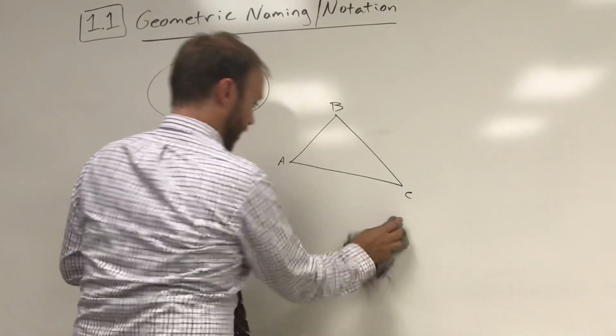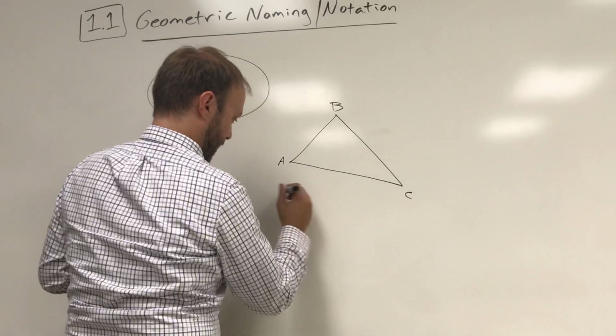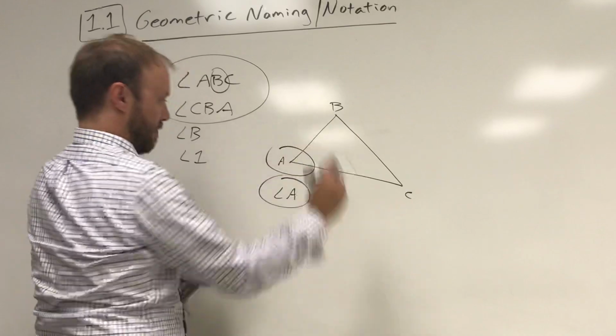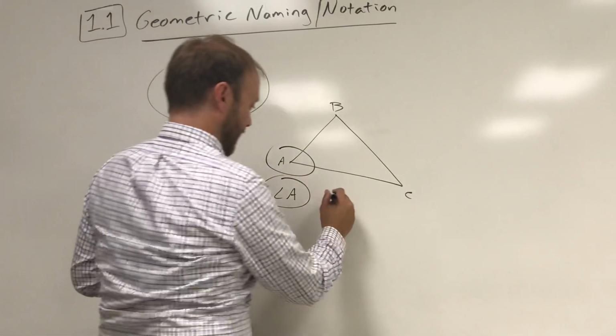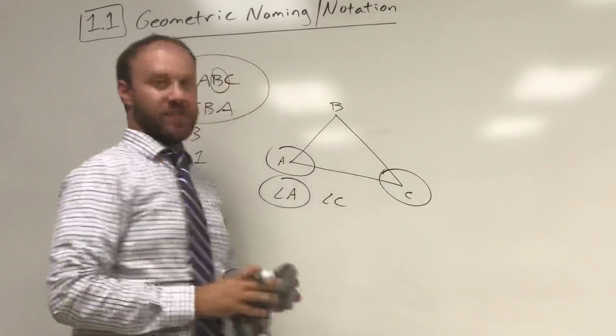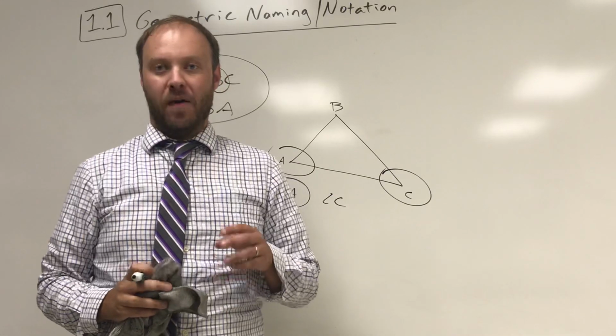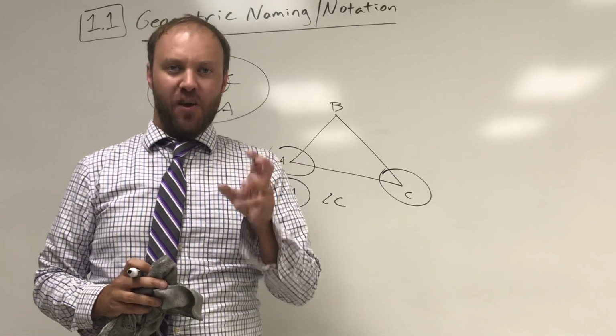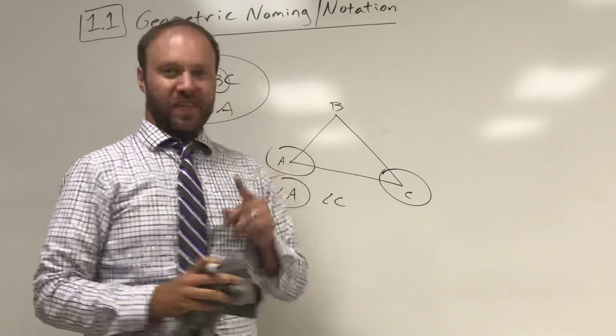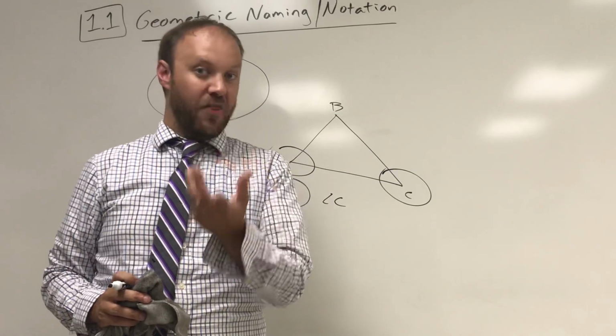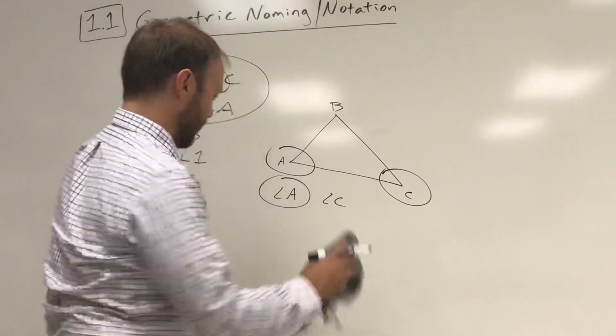Now I can talk about angle A, and everybody knows I'm talking about this angle right here. I can talk about angle C, everybody knows I'm talking about this angle over here. So why is it not always okay to use 1 letter? If you've thought about this a little bit, you might have come up with a solution.